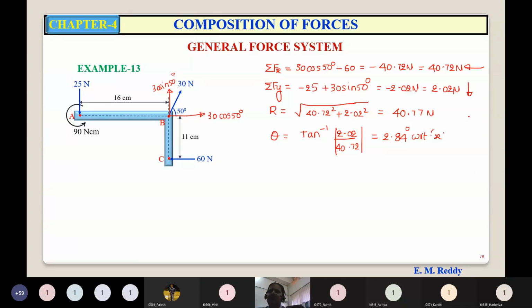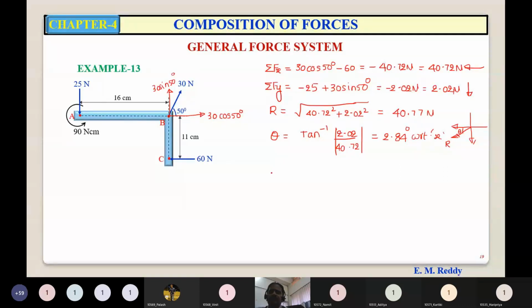So it is acting in which quadrant? Summation Fx is towards left, and summation Fy is downwards. So it is the third quadrant. With respect to x, theta.